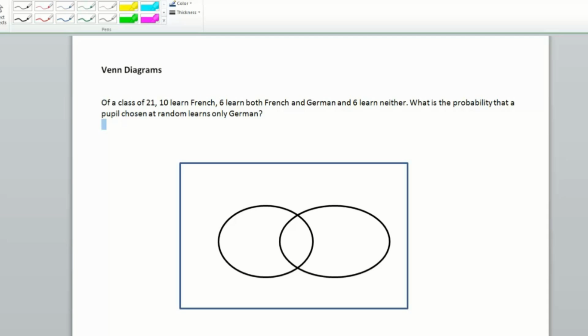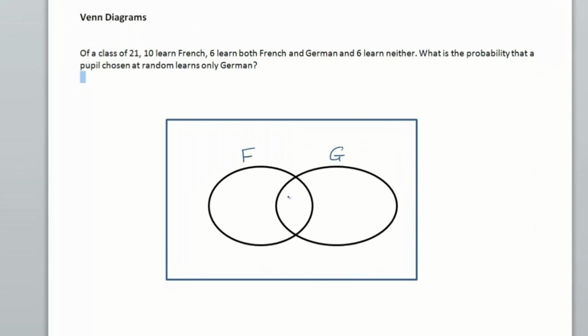Let's look at another one of these. 21 in a class, 10 learn French, 6 learn French and German, 6 learn neither. So let's put the information on a Venn diagram. Here we've got French, here we've got German. 6 learn both French and German, and we know that 10 learn French altogether. So that's the 10 accounted for. We don't know how many learn German only, but we know that 6 learn neither. So altogether we've got 16 accounted for. So that means there's 5 left, making the 21. So there's 5 pupils who only learn German, so the probability of German only is 5/21. That's this answer.